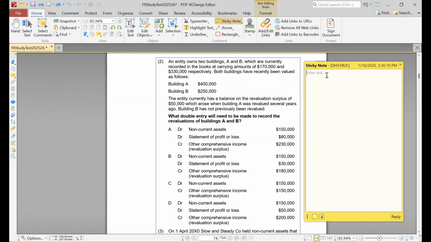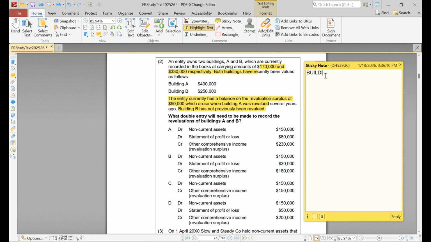An entity owns two buildings A and B, which are currently recorded in the books at carrying amounts of 170,000 and 330,000 respectively. Both buildings have recently been revalued. The entity currently has a balance on revaluation surplus of 50,000 which arose when building A was revalued. Building B has not previously been revalued. What double entry will need to be made to record the revaluations of buildings A and B? Firstly, let's calculate the revaluation gain or loss.